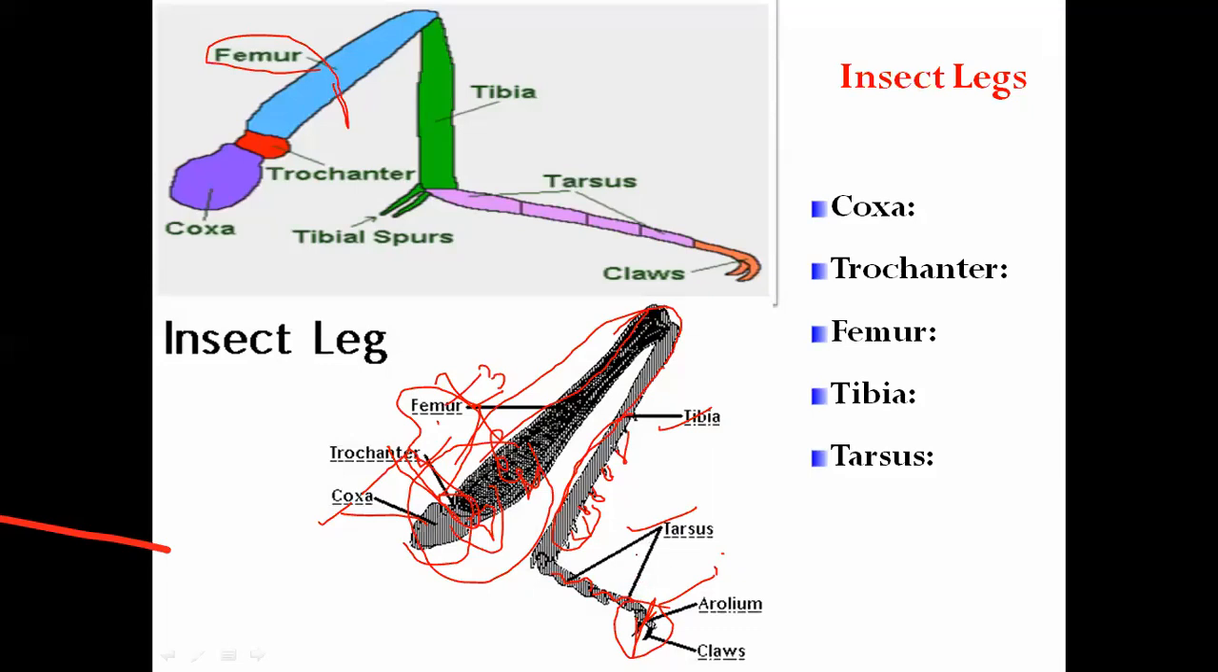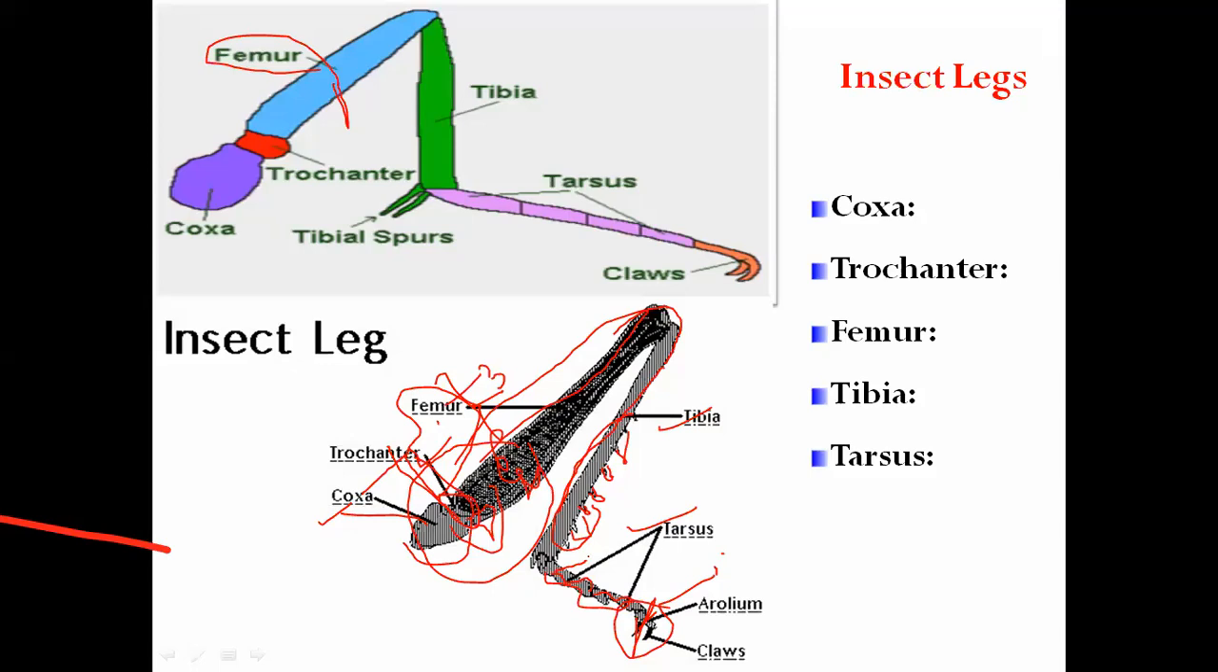What is meant by tarsomere? Each segment of the tarsus, which is made up of 5 segments, is called a tarsomere. Each segment of this primitive insect tarsal part is known as a tarsomere. Generally, it is 1 to 5 segmented, and each segment is known as a tarsomere.